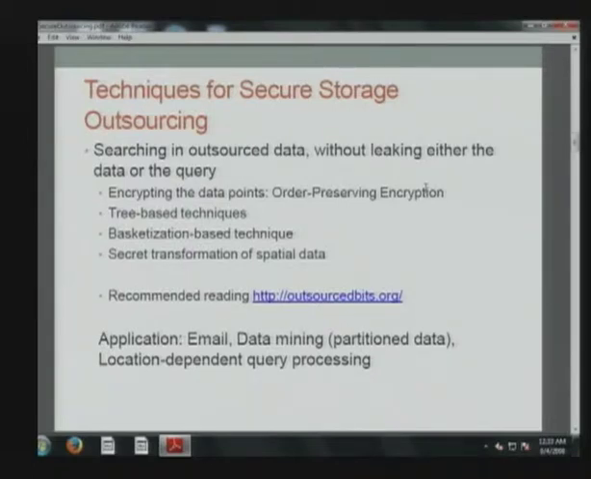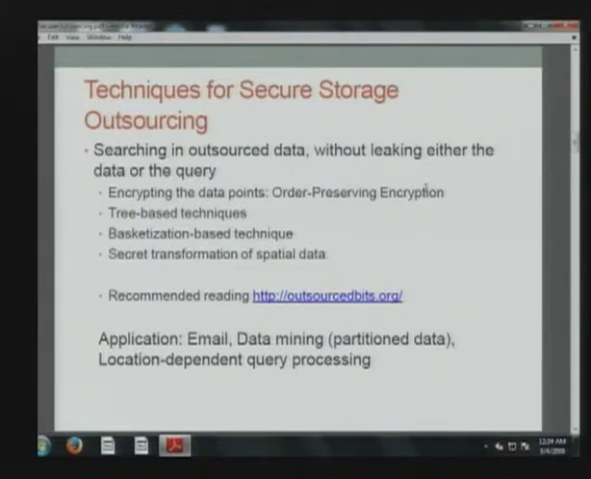In this case, the server cannot see the data. But the question is, if he encrypts all the data, then how could he search over it? A technique well used is order preserving encryption. In this technique, the clients can encrypt their data points with such encryption schemes, and after encryption, the ciphertext will be in the same sorted order as the plain text. So in this case, it will enable the client to search even when it is encrypted.